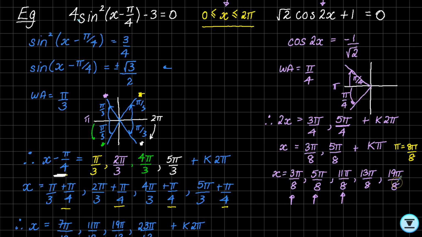However, we're checking my domain, which is 2 pi. So what's 19 divided by 8? That is more than 2. So that means I have to stop. So that one's not in. I've got my max.